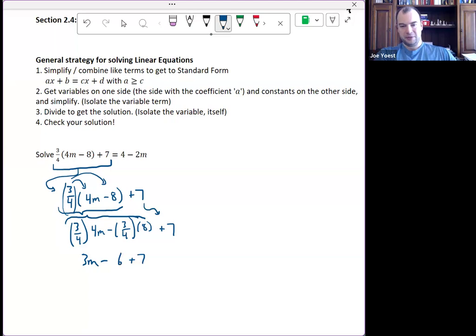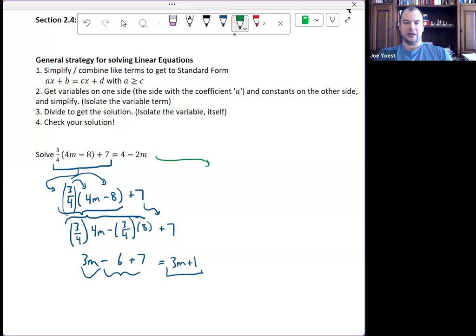My 3m, my variable term, doesn't have any other like terms in this expression, nothing to combine with. But my minus 6 plus 7 can combine to make a plus 1. My left-hand side that looks so complicated up here simplifies down to just 3m plus 1.